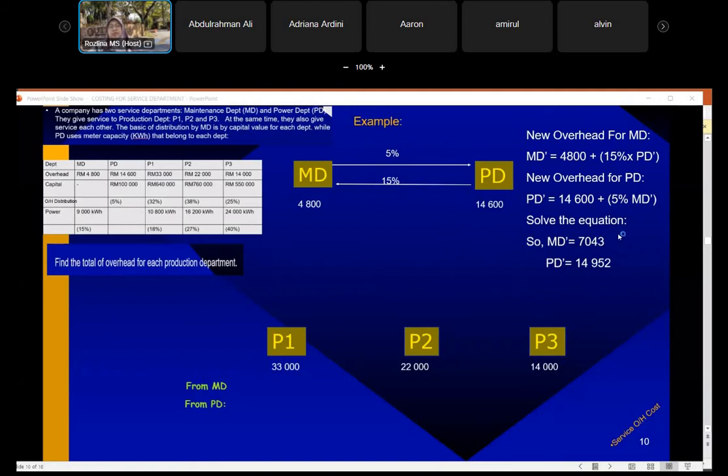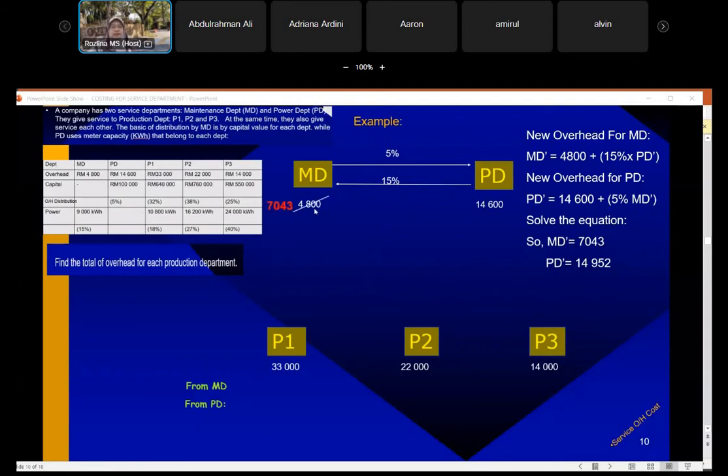The equation must be in, what do we call it? Concurrent. Simultaneous. Simultaneous equation. You use that to get the MD dash and PD dash. After you calculate, I don't want to show you the calculation, you just calculate because that one is the basic one. The simultaneous equation is very basic. That is your homework to calculate.